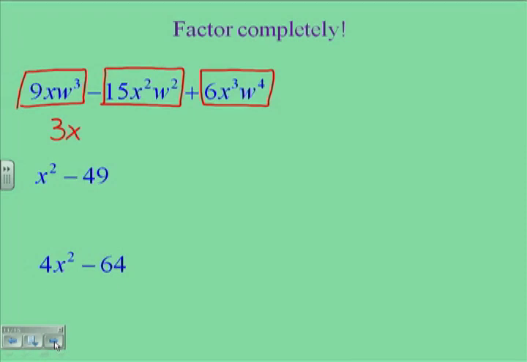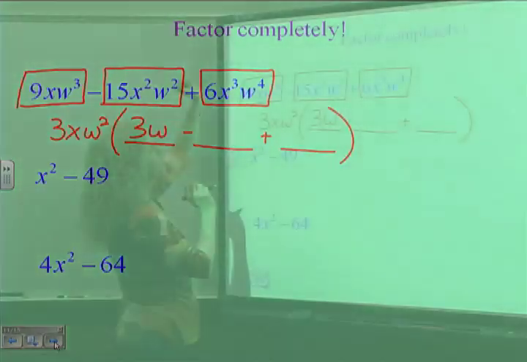And then you look at w to the third, w squared, w to the fourth. What's the most I can bring out? The w squared. Okay? And then in parentheses, I'm going to have 3 terms because this has to distribute back to give me what I started with. Well, let's see here. What would I multiply all this garbage by to get the 9xw to the third? Well, I'd need a 3 to get the 9. The x is there. I need a w. Okay, so I get a 3w.